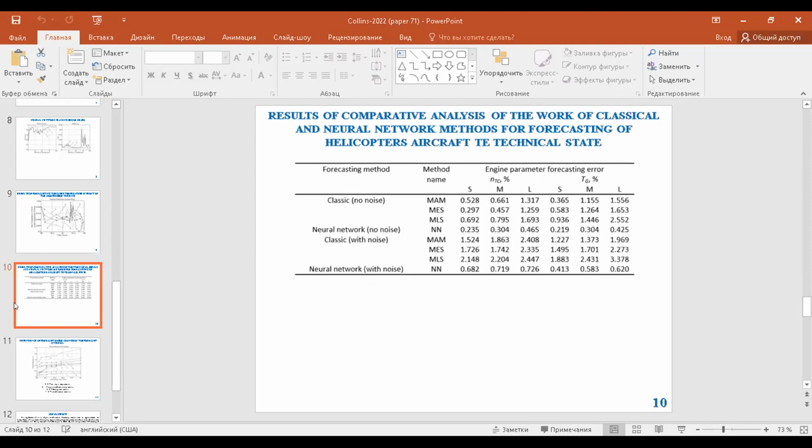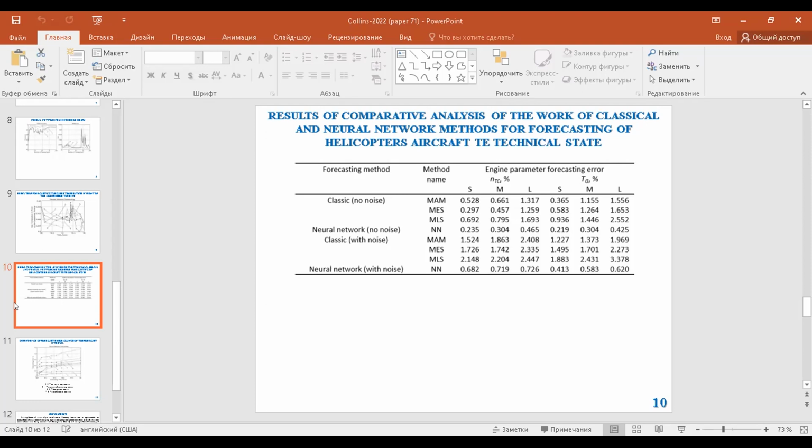The results of a comparative analysis of the work of classical and neural network methods for forecasting the technical state of helicopter and aircraft turboshaft engines are given in the table, where the solid line corresponds to forecast errors in the absence of noise, and the dash-dot line corresponds to forecast errors in the presence of additive interference noise.